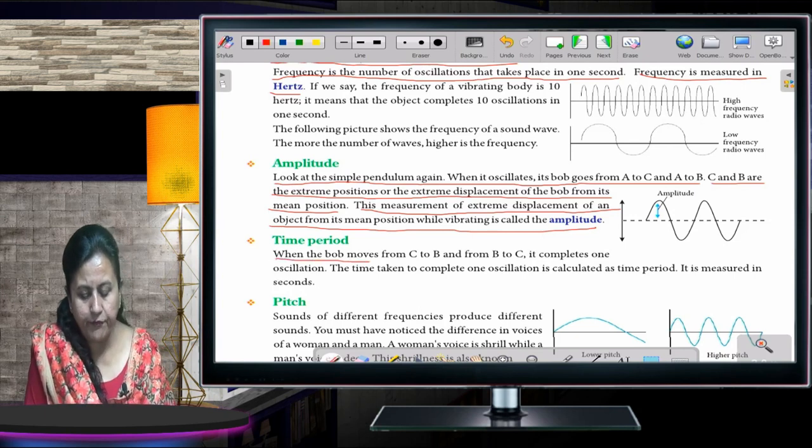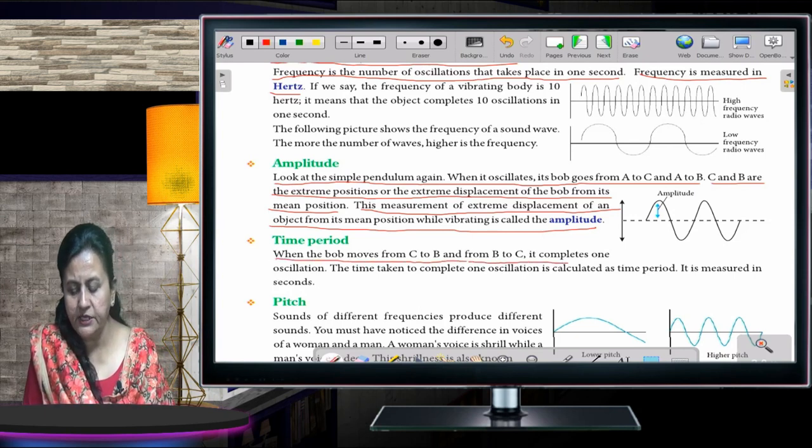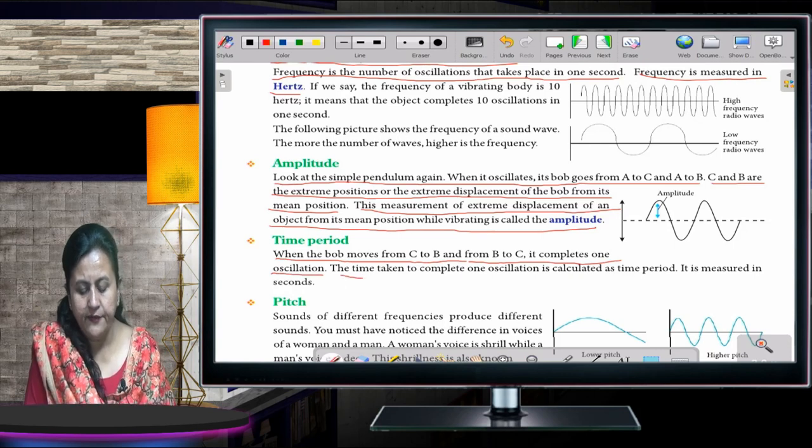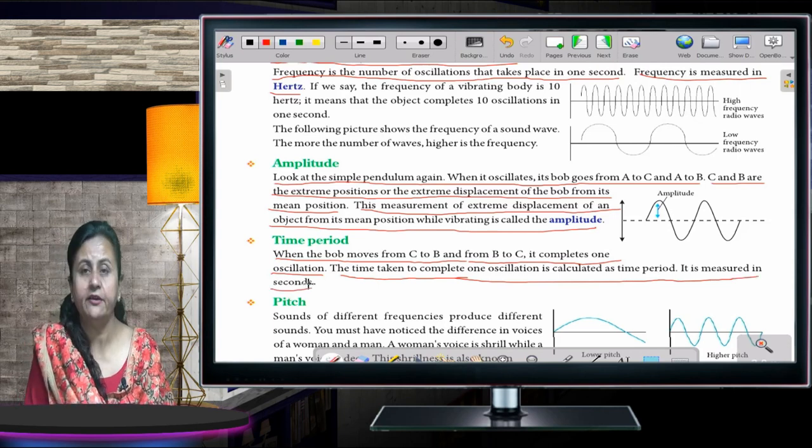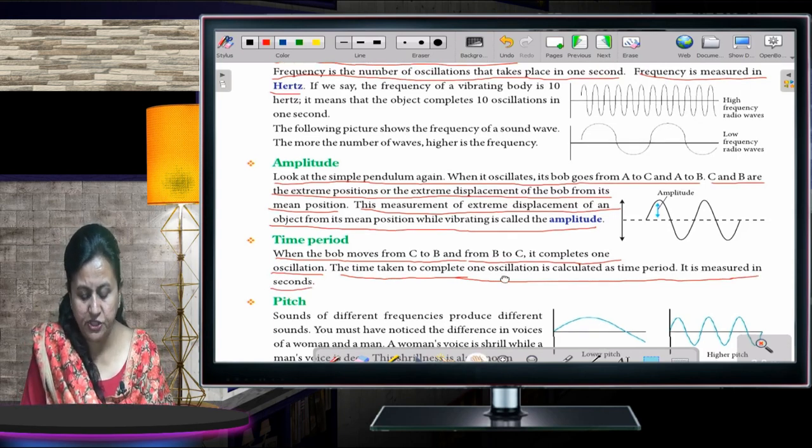When the bob moves from C to B and from B to C, it completes one oscillation. The time taken to complete one oscillation is called the time period. It is measured in seconds. Okay. Now we'll talk about pitch. What is pitch?